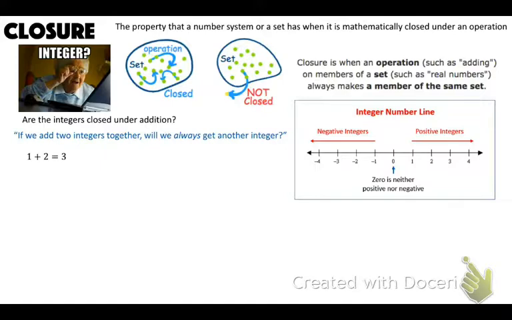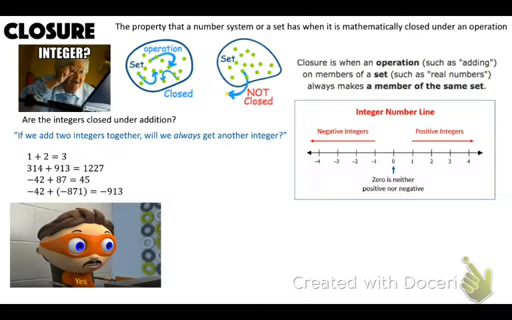So if I do 1 plus 2 is 3, that's an integer. 314 plus 913 is 1,227, that's an integer. -42 plus 87 equals 45, that is an integer. I could do two negatives, I still get an integer. So yes, those are closed under addition. So you would say yes, the integers are closed under addition.